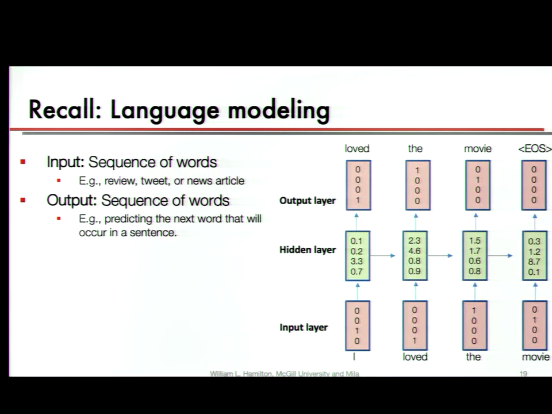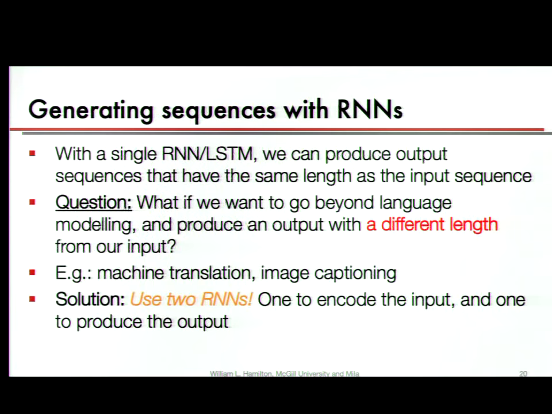But that's a relatively simple version of generation. Here we're just generating one thing in the future. One of the biggest issues is that the number of words we're generating is always the same as the number of inputs. We're always generating one more word. We don't have a way of generating an entire sequence based on our input. So that's what we're going to talk about now. We're talking about generating sequences with RNNs.